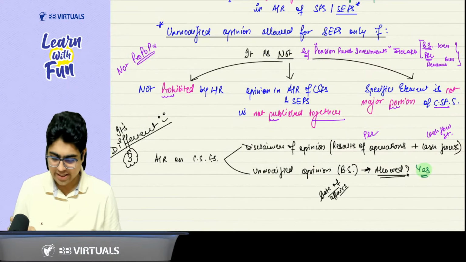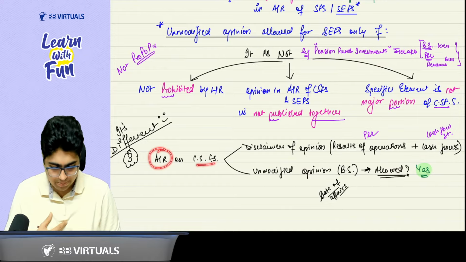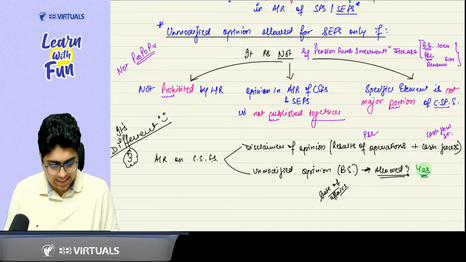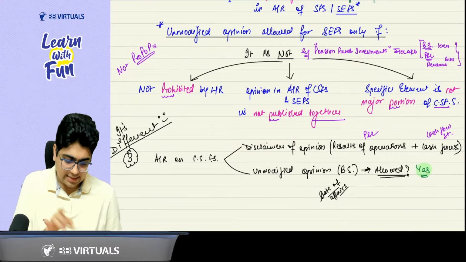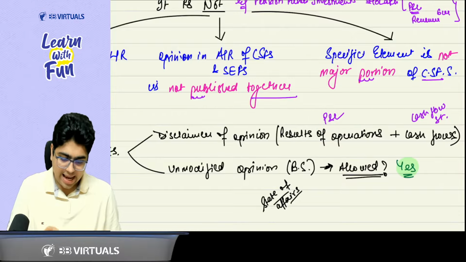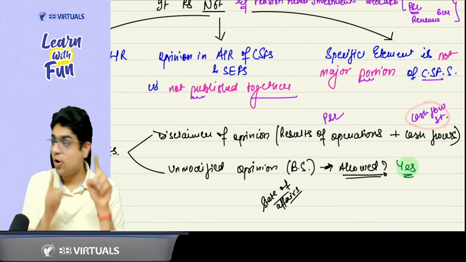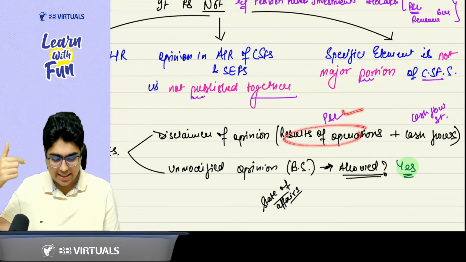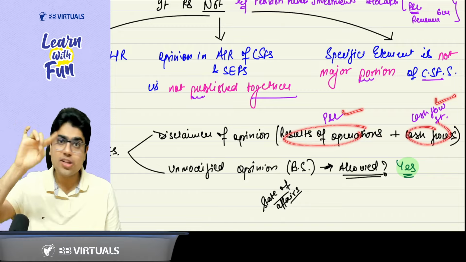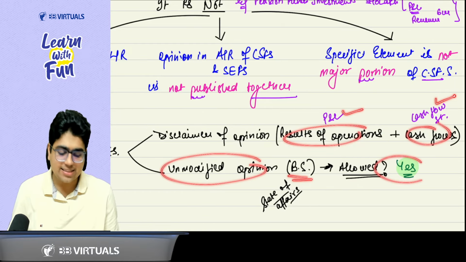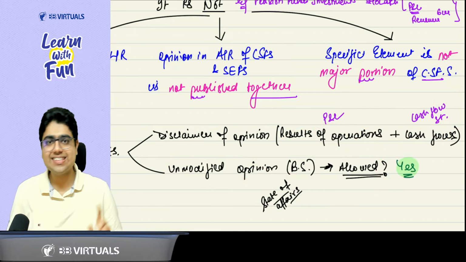What is different? If there is an audit report on a complete set of financial statements, understand one thing: there is a disclaimer of opinion. Disclaimer of opinion on what? Results of operations, that is the P&L, and a disclaimer on cash flows, that is the cash flow statement, but not on the balance sheet. So can I give an unmodified opinion on the balance sheet? The answer is yes, this is allowed.